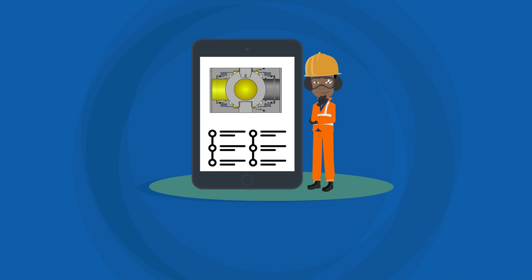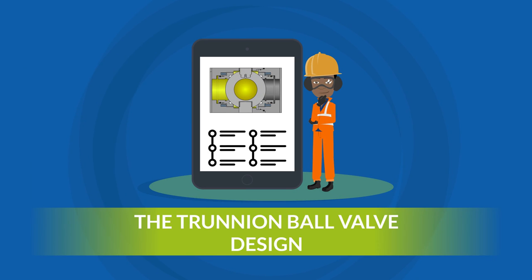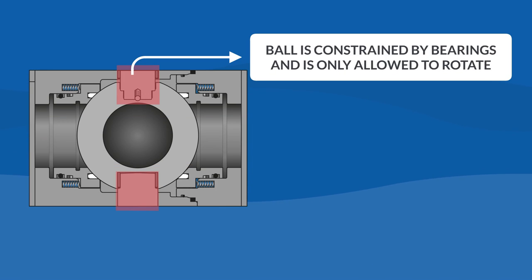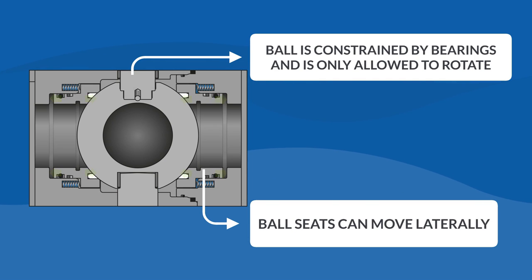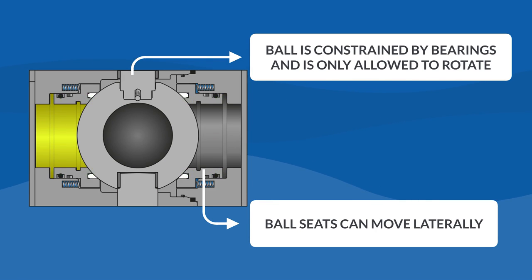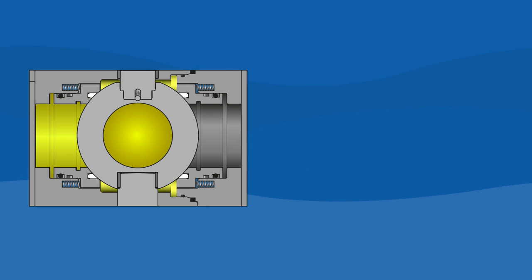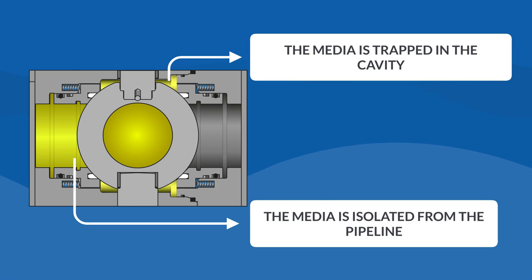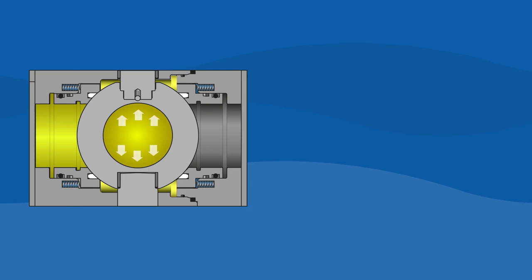Now let's check how cavity relief works with the trunnion ball valve design. A trunnion-mounted ball valve means that the ball is constrained by bearings and is only allowed to rotate, but the ball seats can move laterally. In the closed and even open position of the valve, the media is trapped in the cavity and isolated from the pipeline. Thus, the pressure caught in the body cavity might be different from that in the line.